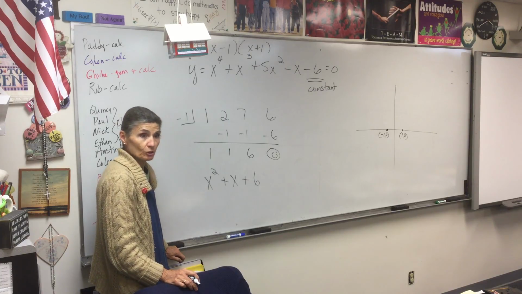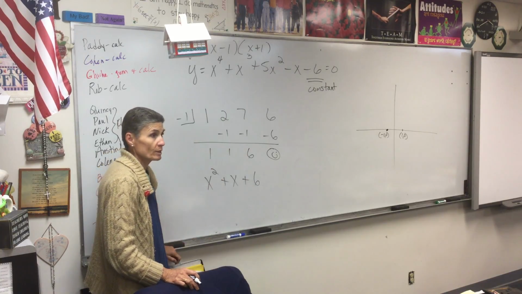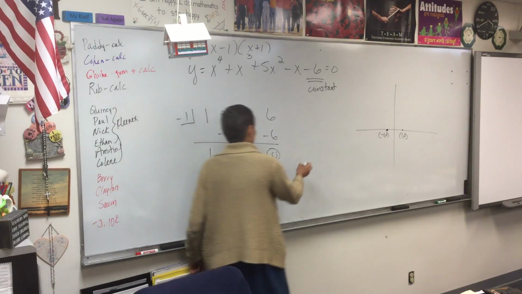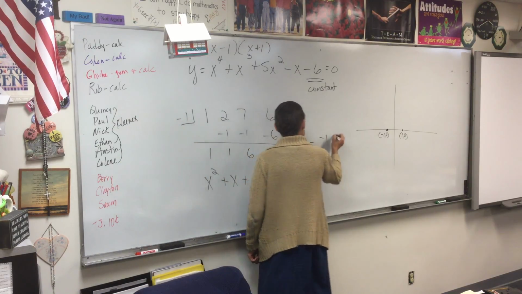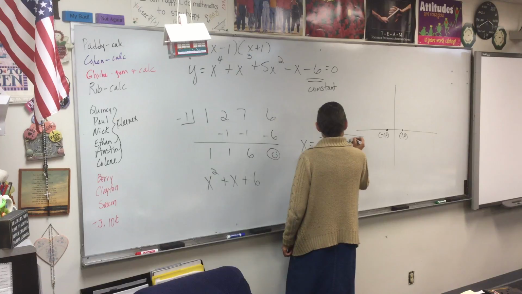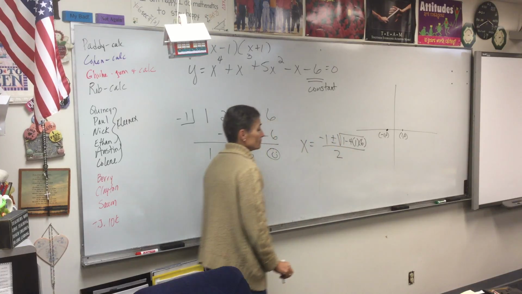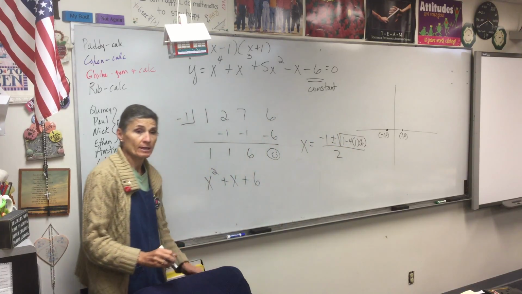Quadratic formula. Sure, it's a quadratic equation. Don't I want to know what its roots are? So here we go. X equals negative b plus or minus the square root of b squared minus, oh my gosh. This is awful. It's imaginary.